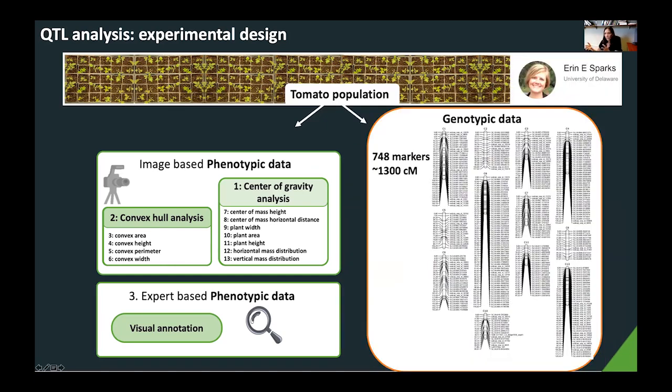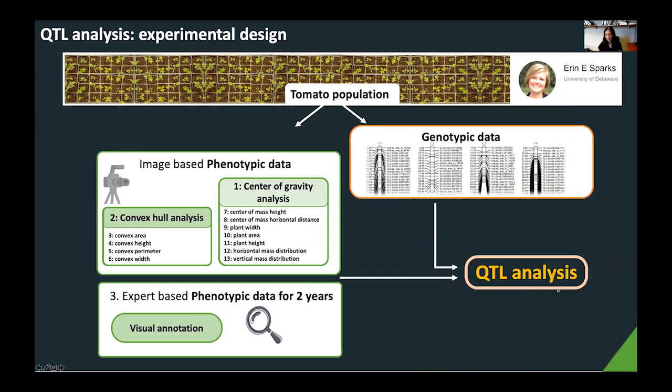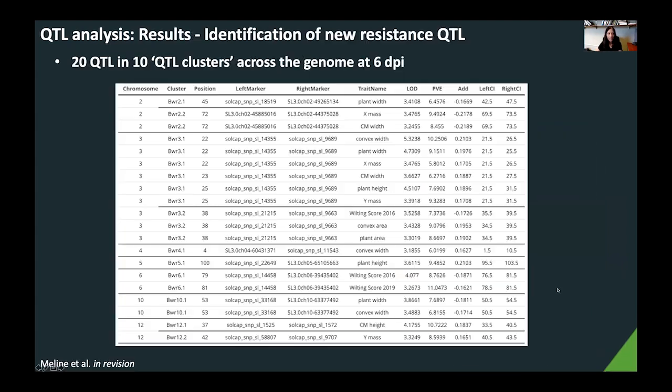Then remember, we also need some genotypic data, so we use genotyping by sequencing along with Aaron Sparks at the University of Delaware to generate a new genetic map. And then we did our QTL analysis. And so Valerian identified 20 QTL in what we call 10 QTL clusters across the genome at 6 days post-inoculation.